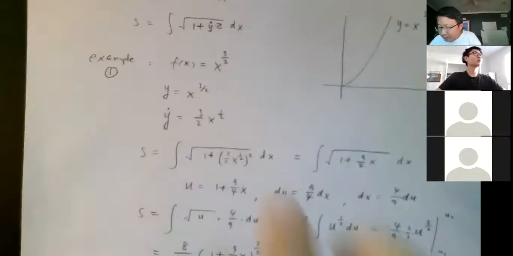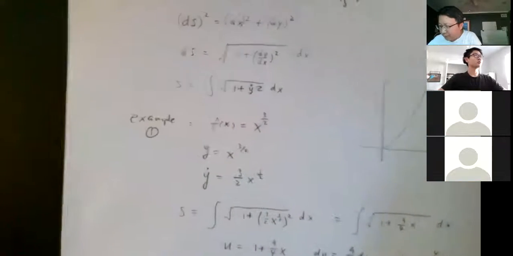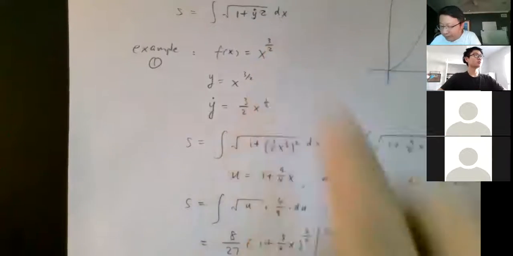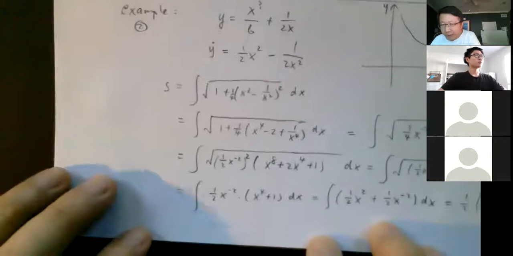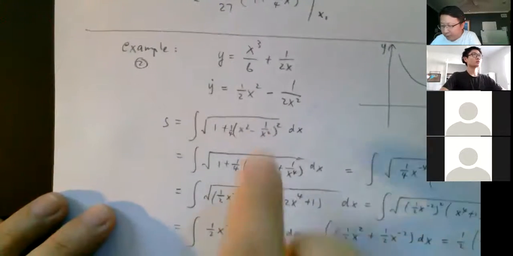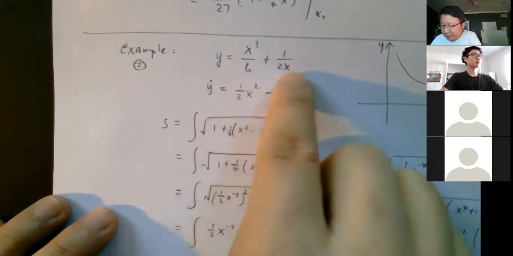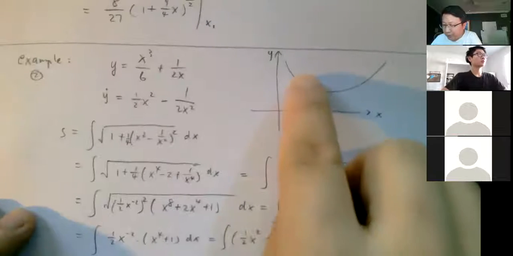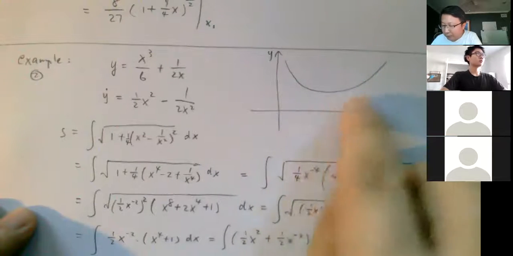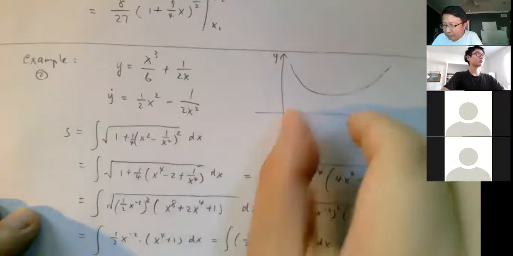I do have this example we already went over, basically this 3/2 example, and eventually you get here, right? And I have another example here: y equals x cubed divided by 6 plus 1/(2x). This is a curve, and this curve looks like this kind of shape. We want to integrate a portion of it to get the arc length.